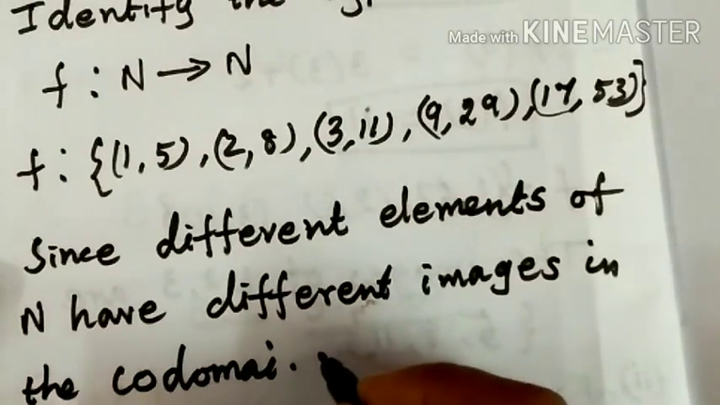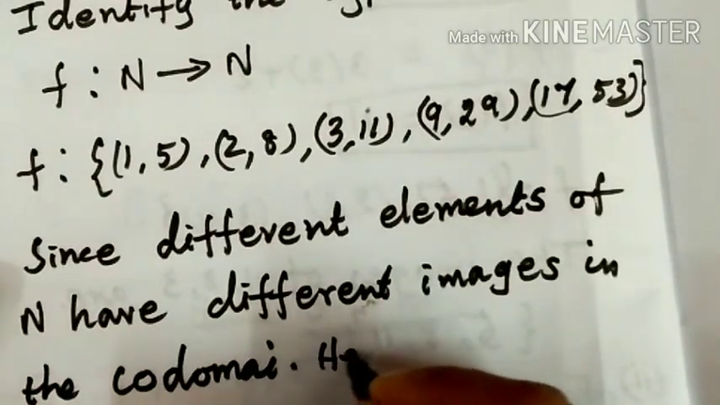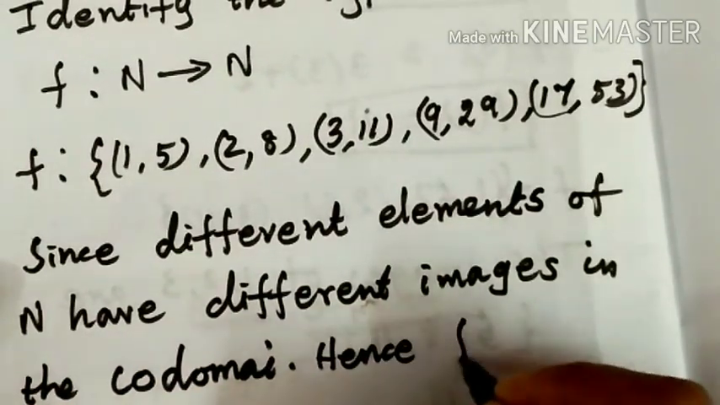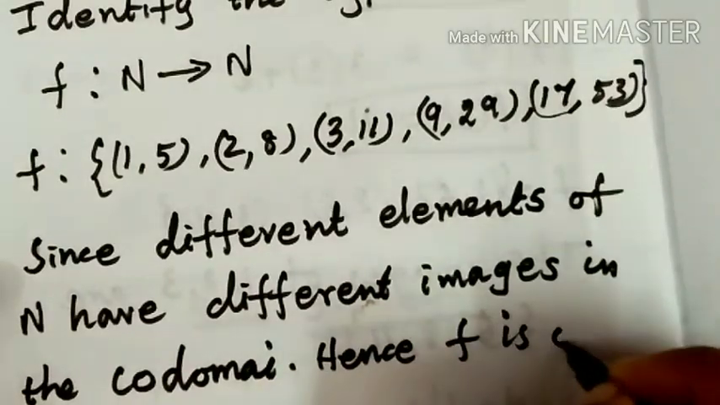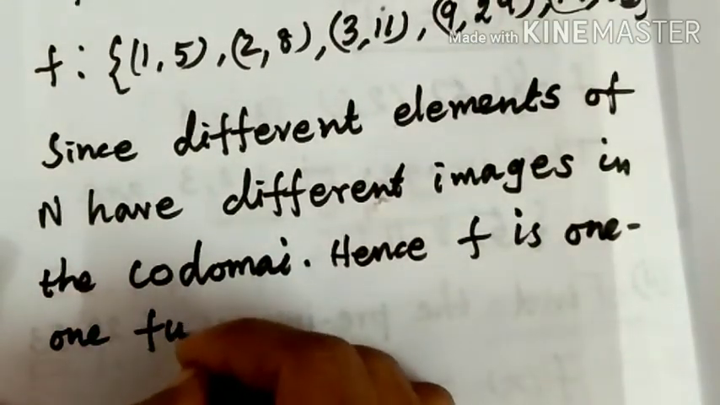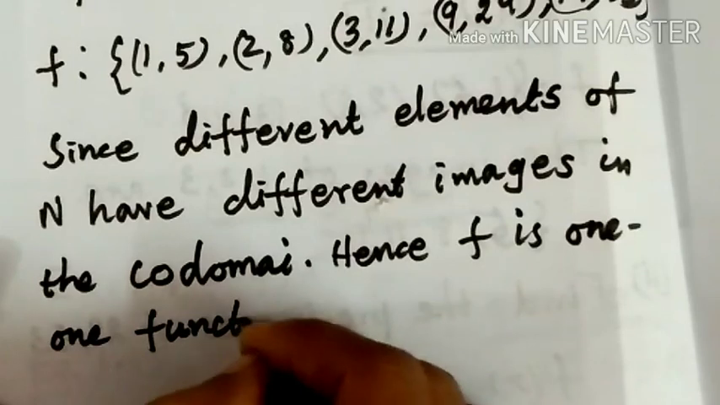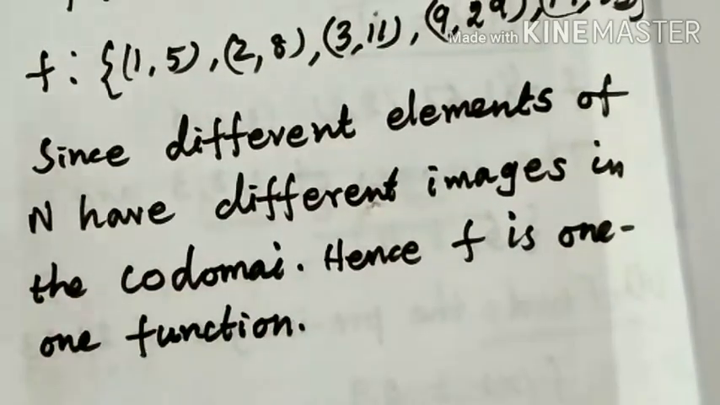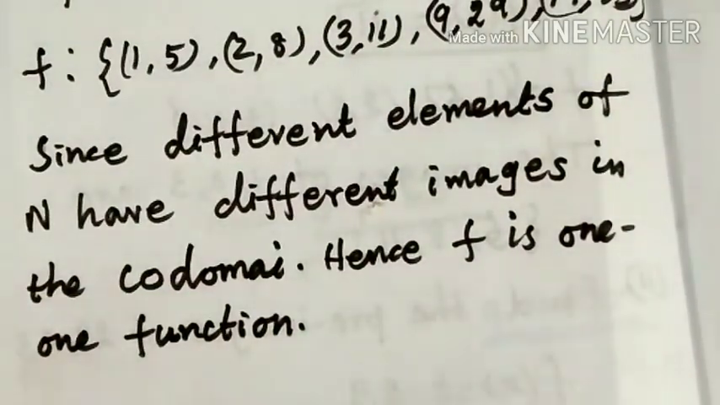Hence, f is 1-1 function. Now we have to check the next type. What is the next type? Many-one function. Whether the function is 1-1 means it is not possible to say many-one function.